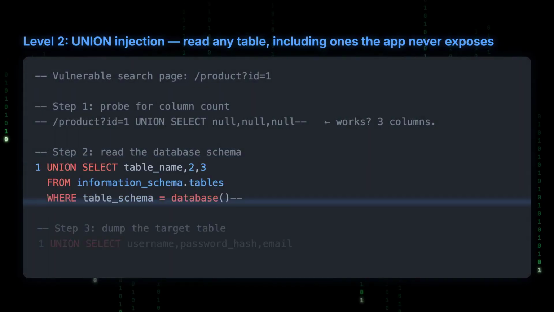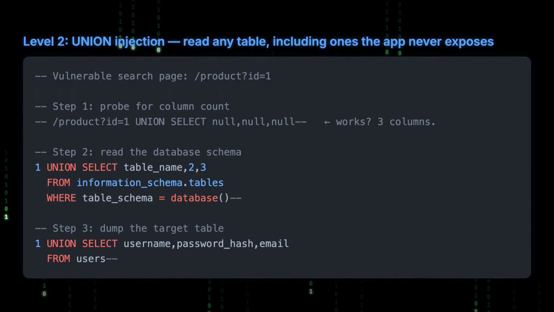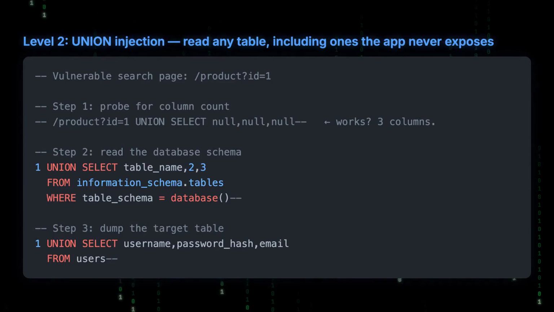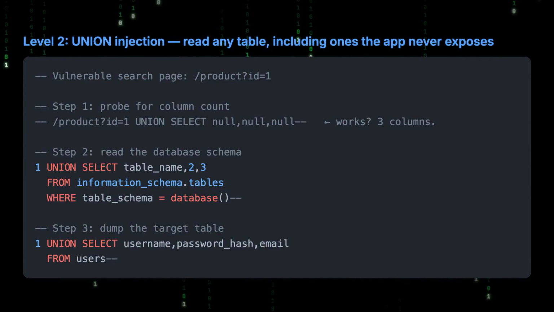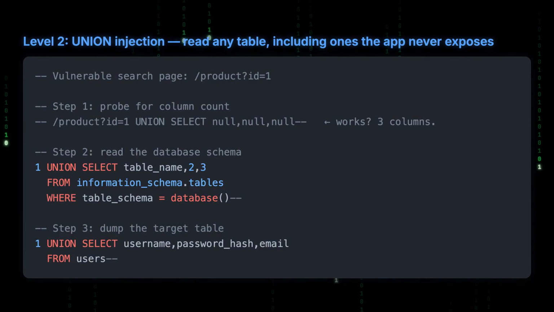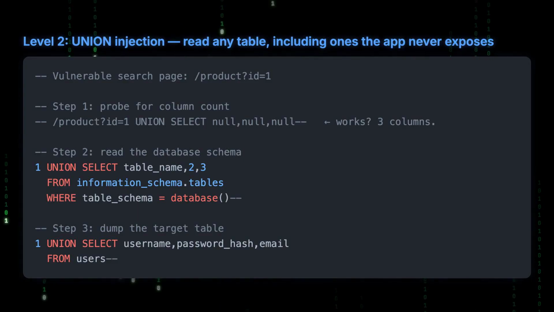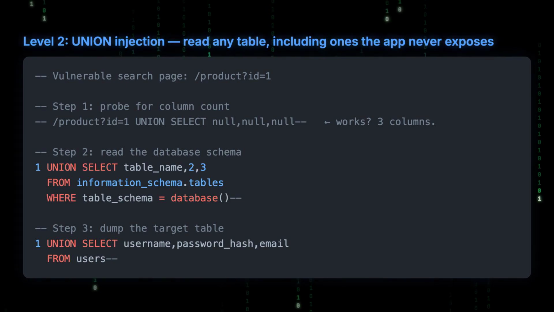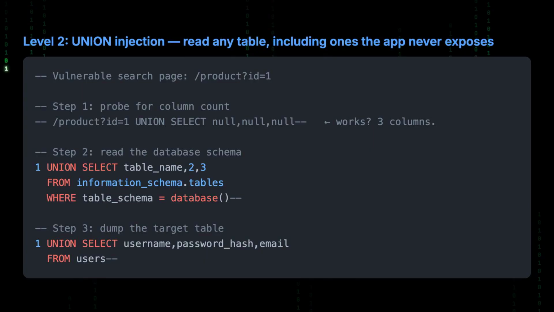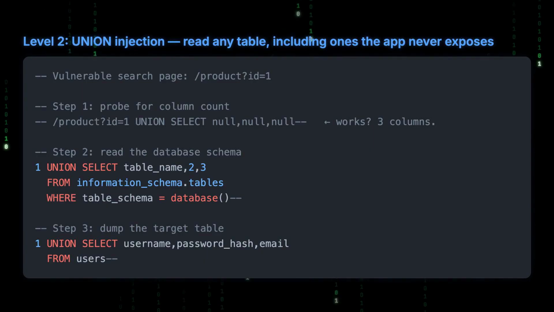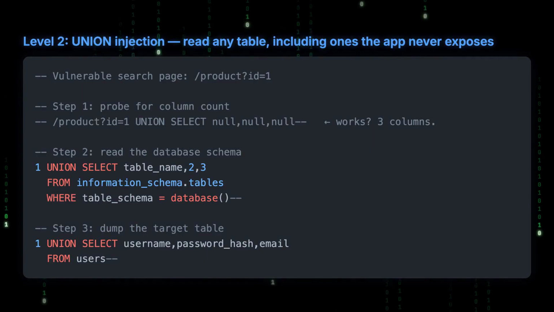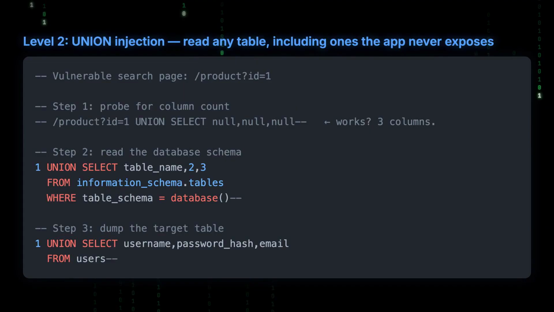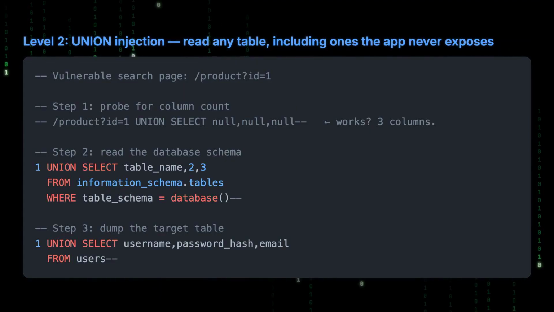Level 2. The attacker does not just want a login bypass, they want data. Union injection appends a second select onto the original query. First, they probe to find how many columns the query returns. Then, they query the information schema, the database's own internal directory, to list every table name. Once they have the table names, they can dump anything: usernames, password hashes, credit card numbers, and the output appears right in the normal search results.